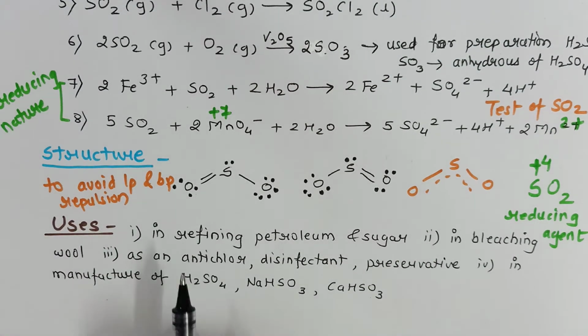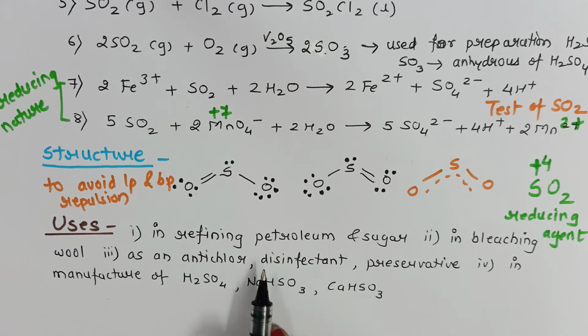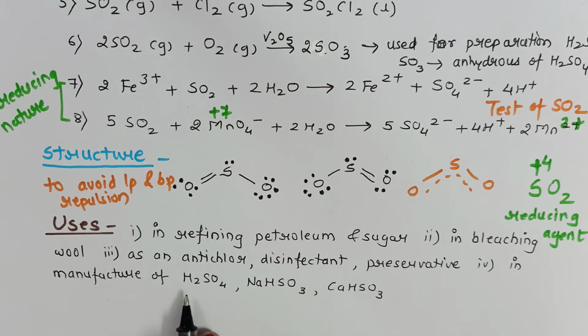Sulfur dioxide can be used in refining petroleum and sugar. It is used for bleaching wool, as an anti-chlor, and as a disinfectant. It is also used as a preservative. It is also used in the manufacture of many chemicals like sulfuric acid, sodium hydrogen sulfite, calcium hydrogen sulfite, etc.